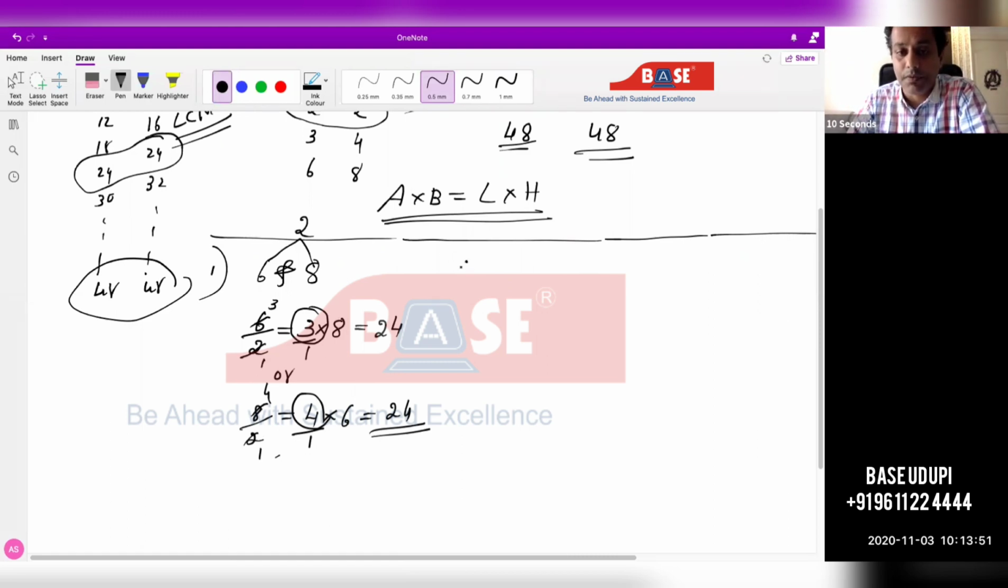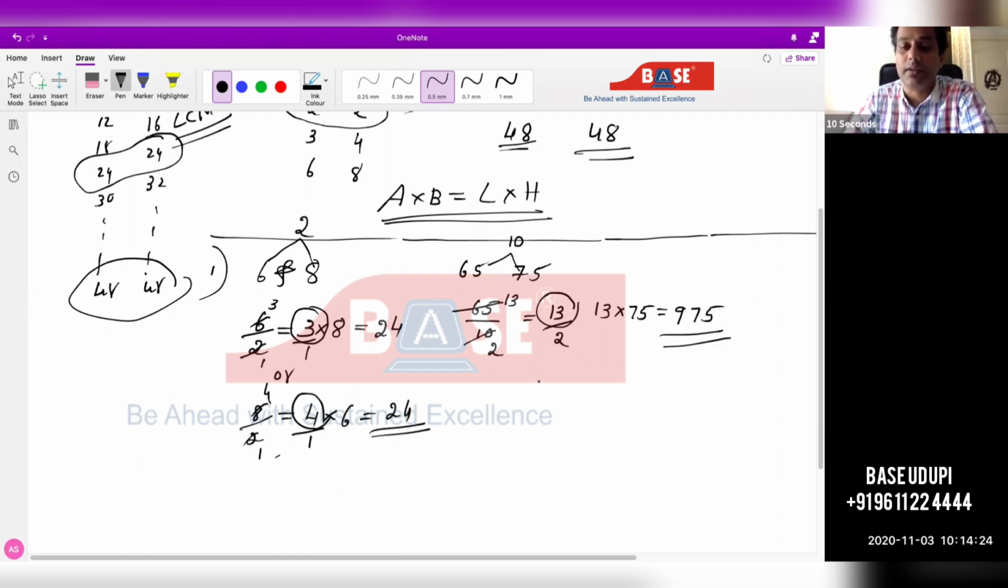For example, 65 and 75. If I take the difference between these two numbers, 10. 65, if I divide by 10, 5 how many times? 2 times. Here how many times? 13 times. The smallest possible fraction is 13 divided by 2. Remember, we need to take only 13 and multiply with 75. 975 is the LCM. So take only the numerator and multiply with the other number.